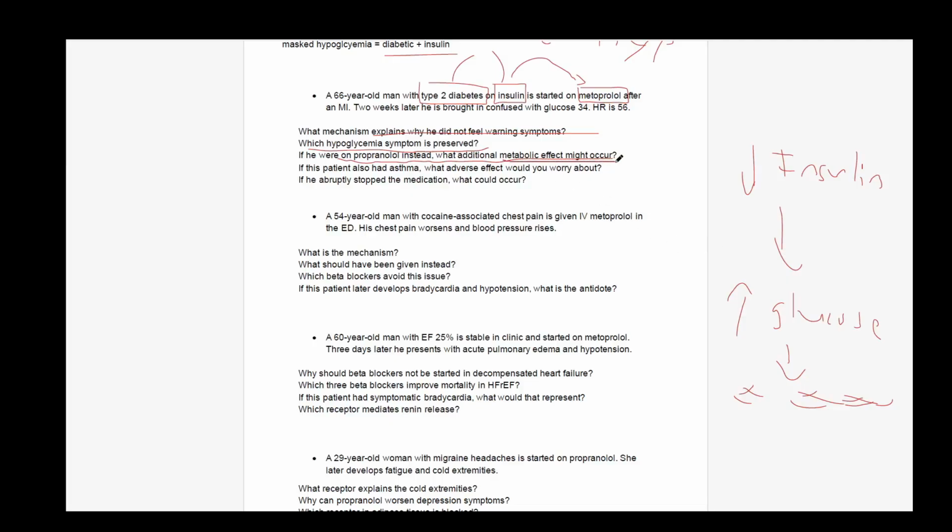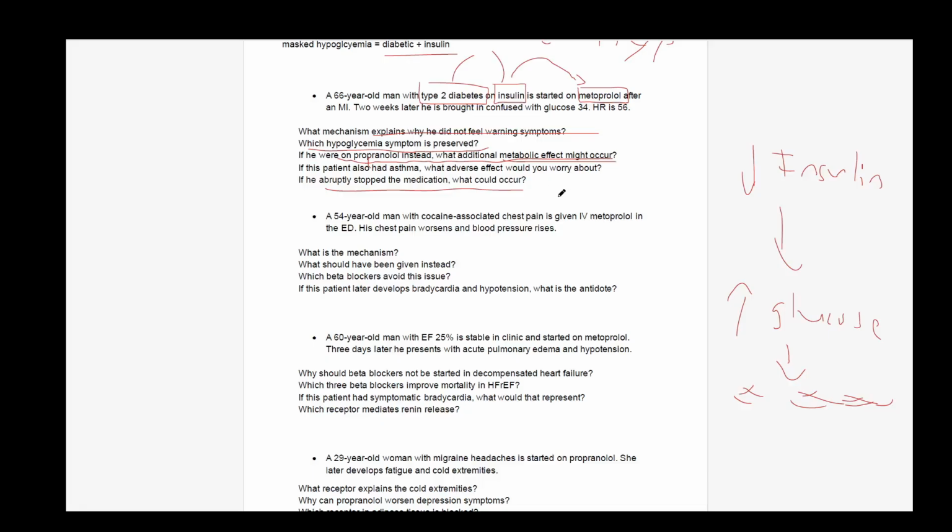Metabolic effect is going to be, like we said earlier, decreased insulin release, which leads to hyperglycemia. That is caused by beta 2 blockade. This patient also had asthma with the propranolol. What adverse effect would you worry about? Bronchoconstriction. If he abruptly stopped the medication, he would have rebound tachycardia, rebound hypertension.